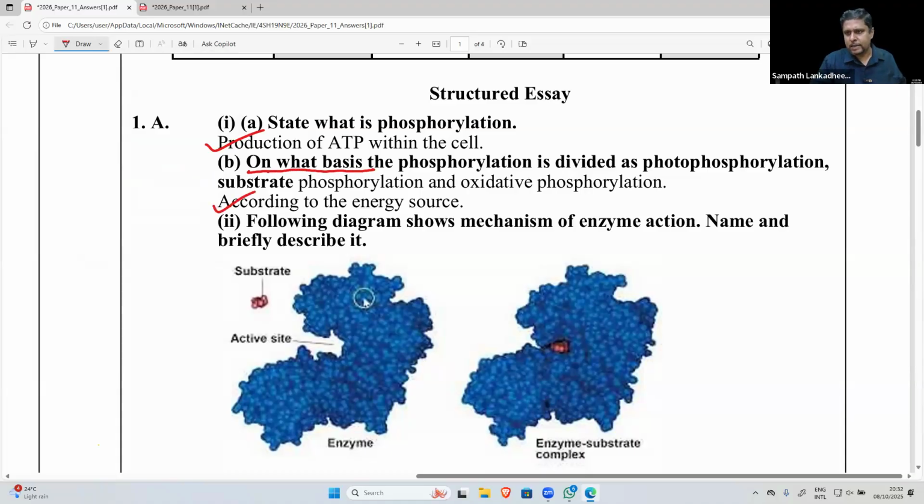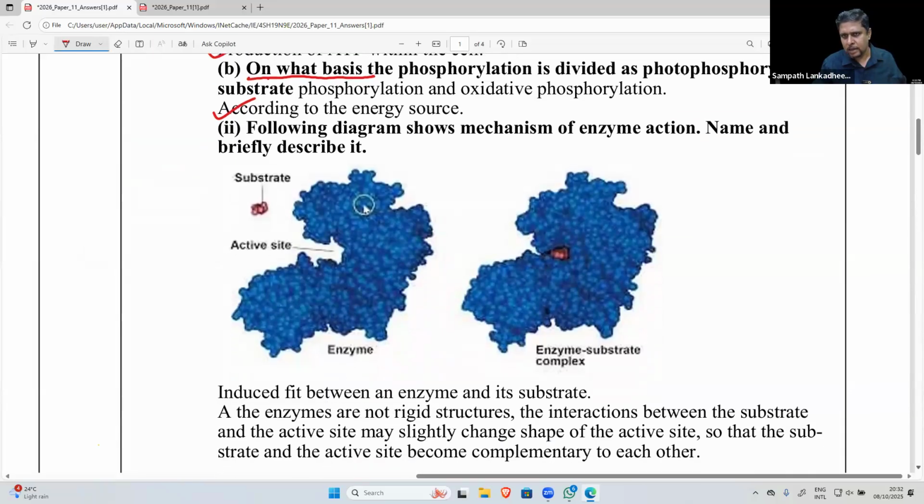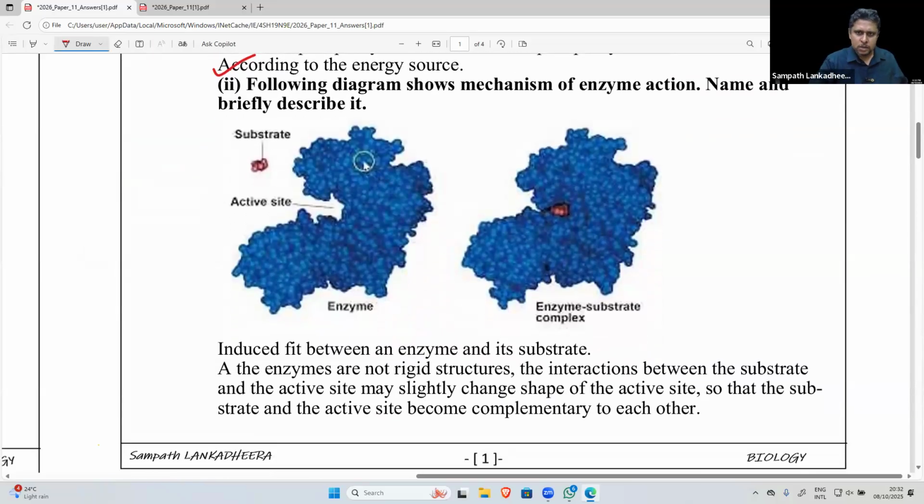Following diagram shows mechanisms of enzyme action. Name and briefly describe it. So the substrate goes and binds, the active site changes its shape. So what is this actually showing, people? Induced fit. Now briefly describe it, so here give a small description.